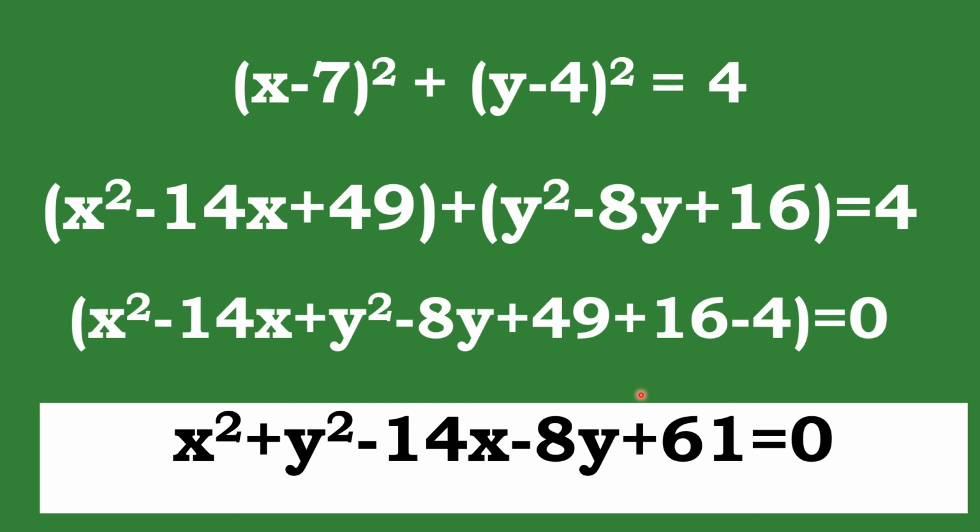positive 61. So, yung final answer natin dito, when you write the standard form na (x - 7)^2 + (y - 4)^2 = 4, magiging general equation niya ay x^2 + y^2 - 14x - 8y + 61 = 0.